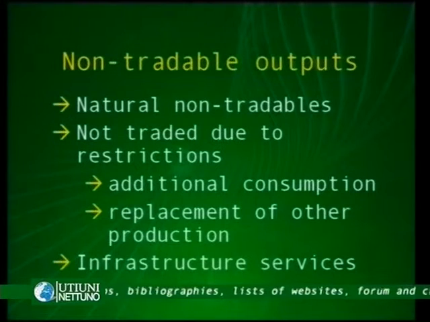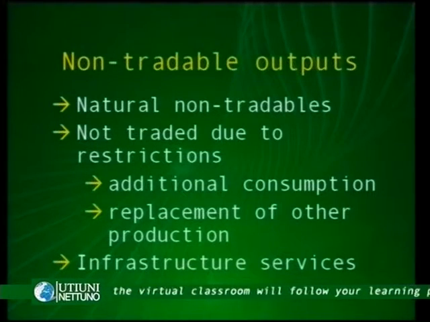In particular, the fact that an output is not traded due to restriction can have two effects on the economy. It could generate additional consumption, so if the output is not traded on foreign markets, there is higher availability for internal consumption, or it could replace other alternative productions. So in the first case, the appropriate pricing basis is the willingness to pay of the consumer for this good. In the case of the replacement of other production, the appropriate basis is the production cost calculated in economic values.